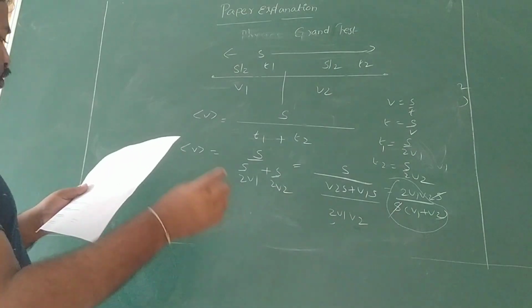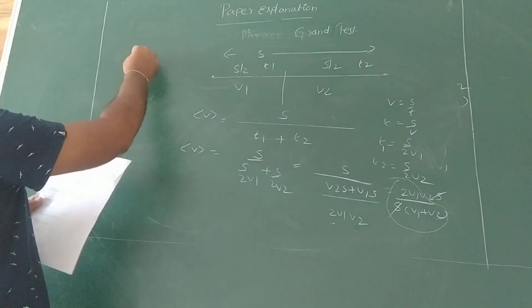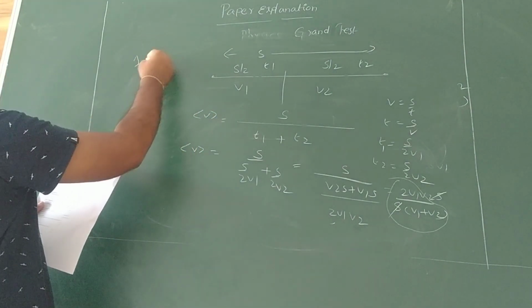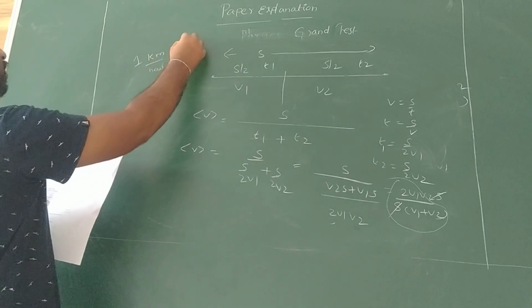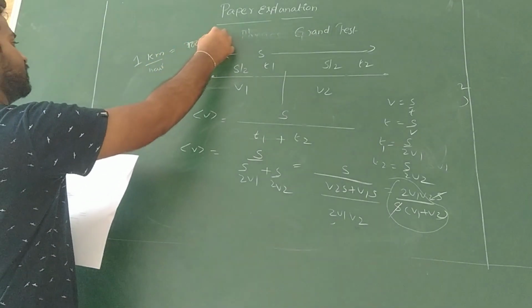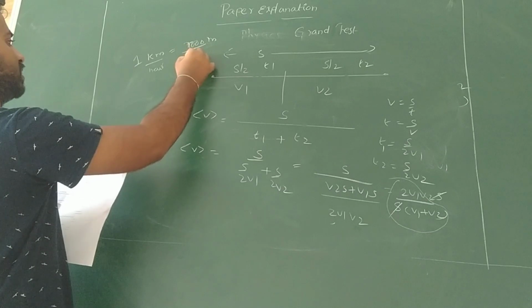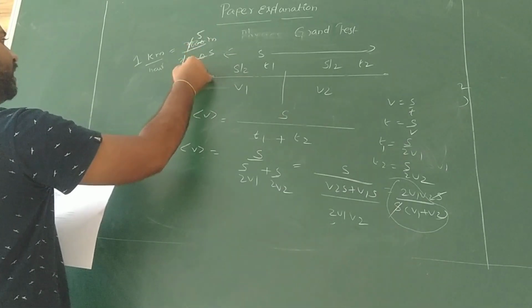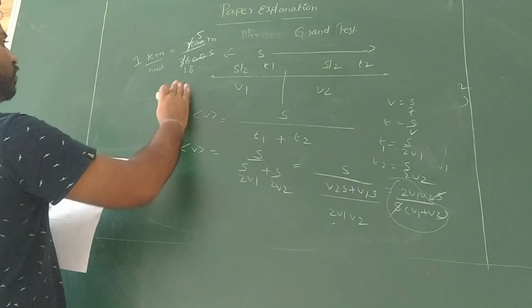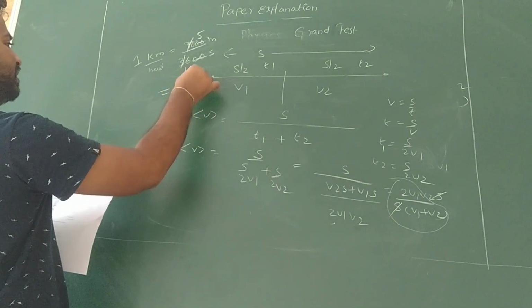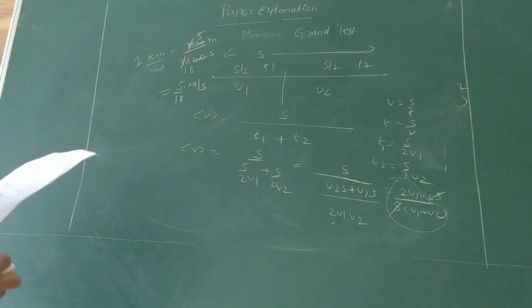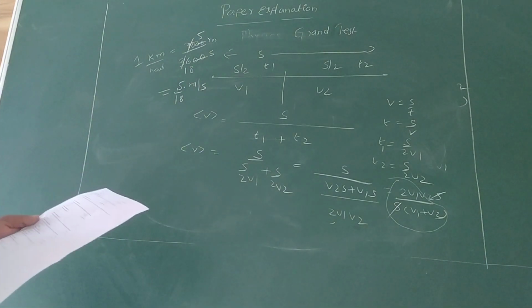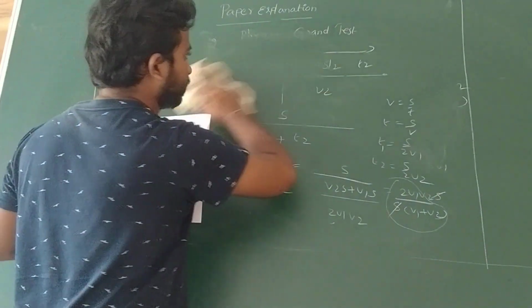So next question: 1 kilometer per hour equals how many meters per second? Just a simple question. 1 kilometer equals 1000 meters. Per hour means 3600 seconds. Then the zeros will be cancelled. 2 fives are 10, 18. So 1 kilometer per hour equals 5 by 18 meter per second. It's a direct question, right? Yes. Next, last two questions.